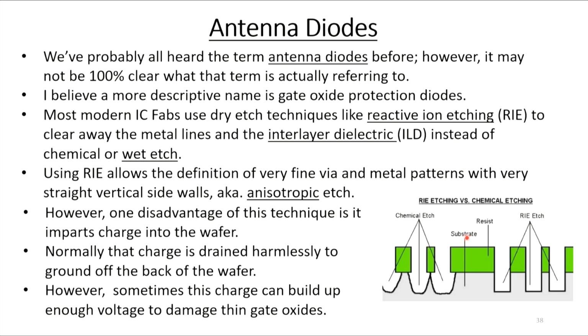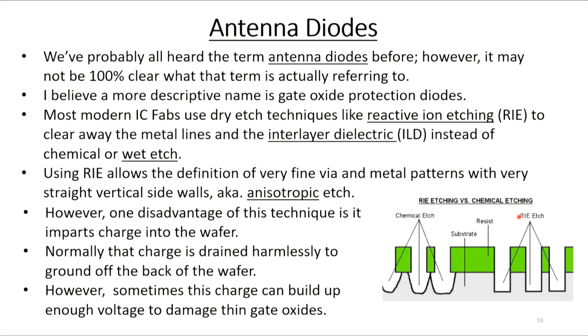Now, most modern IC fabs use some type of dry etching technique like reactive ion etching to clear away the metal lines and the interlayer dielectric instead of chemical or wet etch. And by wet etch, I mean acid. So using reactive ion etching allows the definition of very fine vias and metal patterns with very straight vertical sidewalls. Oh, it's a beautiful thing. And that's called anisotropic etch.